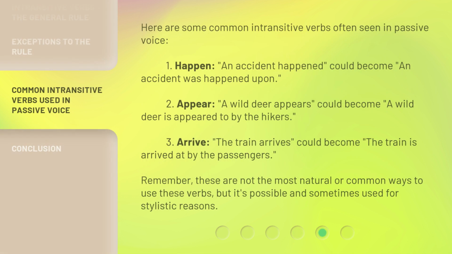Here are some common intransitive verbs often seen in passive voice. 1. Happen. An accident happened, could become, an accident was happened upon. 2. Appear. A wild deer appears, could become, a wild deer is appeared to by the hikers. 3. Arrive. The train arrives, could become, the train is arrived at by the passengers. Remember, these are not the most natural or common ways to use these verbs, but it's possible and sometimes used for stylistic reasons.